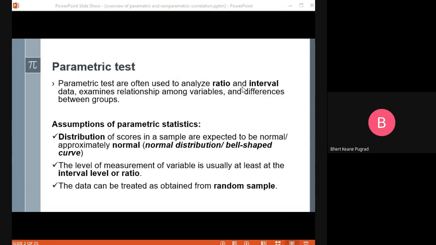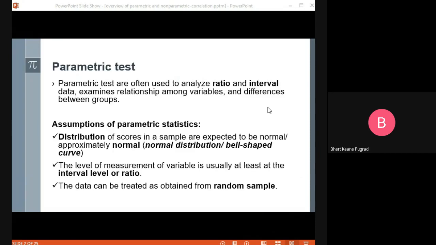If you still remember our first discussion before, we have the different levels of measurement. Our data can be classified as nominal, ordinal, ratio, or interval scale. So if you're going to test the relationship, for example, between the height and the weight of our patients, or the BMI and their blood pressure, then most probably we will be using a parametric test because those data are classified as ratio or interval data.